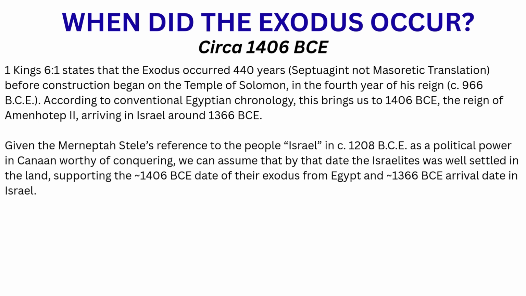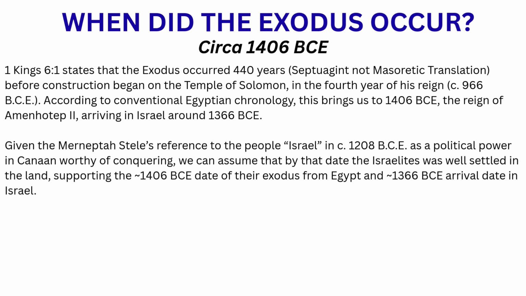In 1 Kings 6:1, it states that the Exodus occurred 440 years before the construction of the Temple of Solomon began, in the 4th year of his reign, which was calculated to be 966 BCE.